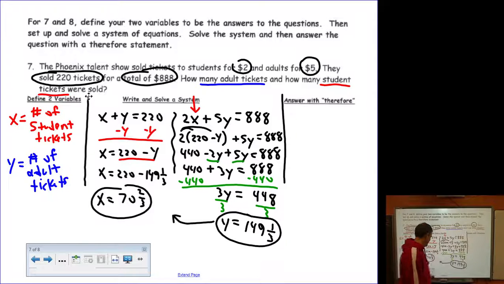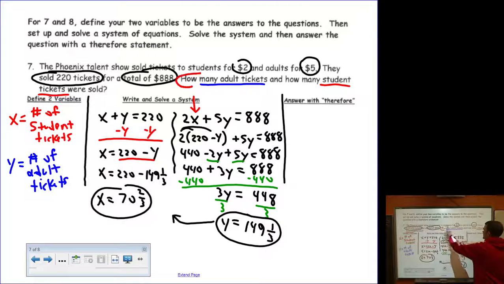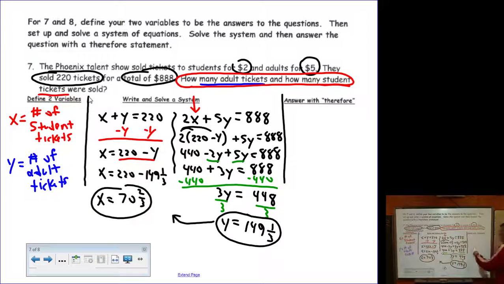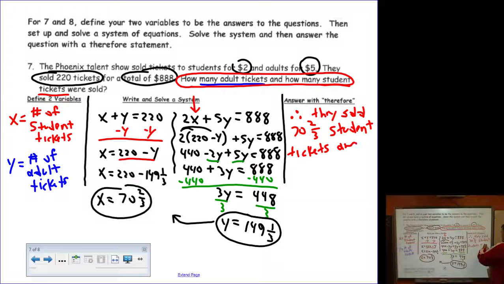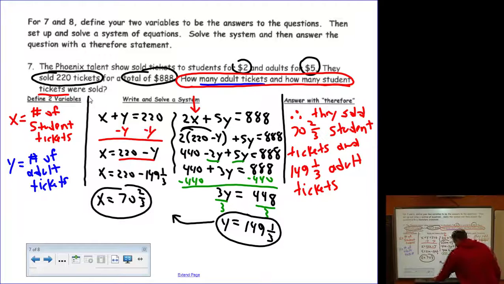And so finally, I can answer with a therefore statement. And my therefore statement would simply answer this question, right? And I would say, therefore, they sold 70 and 2/3 student tickets and 149 and 1/3 adult tickets. All right. Sorry about the bad numbers.